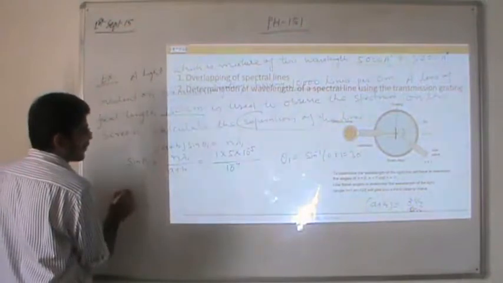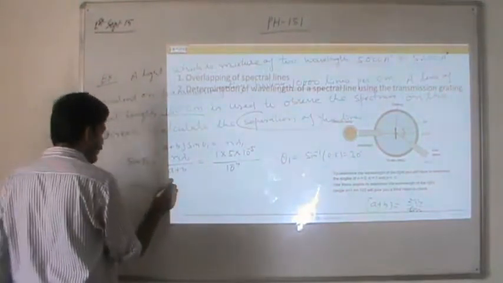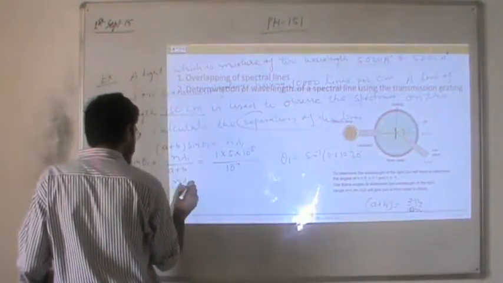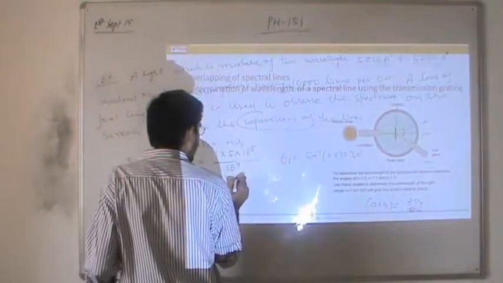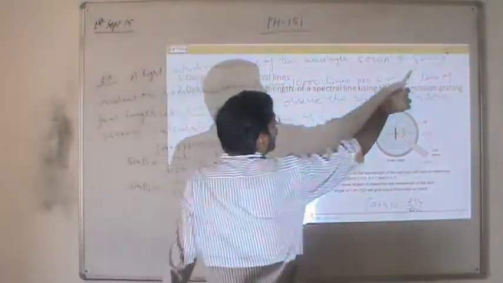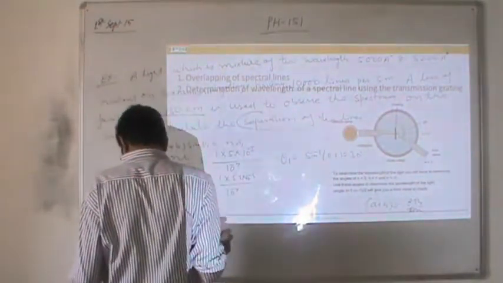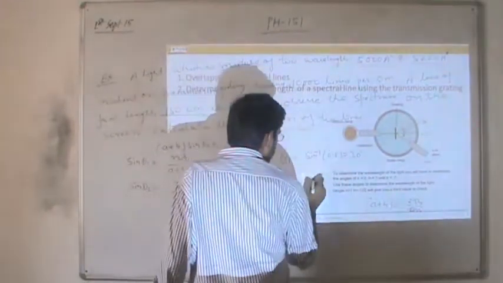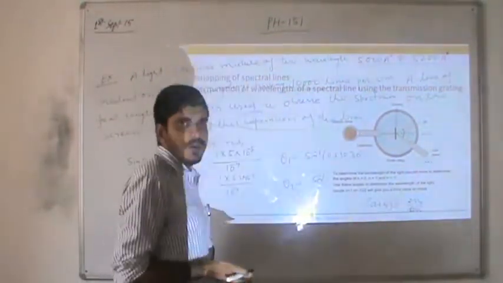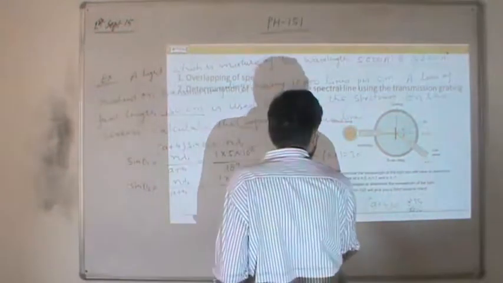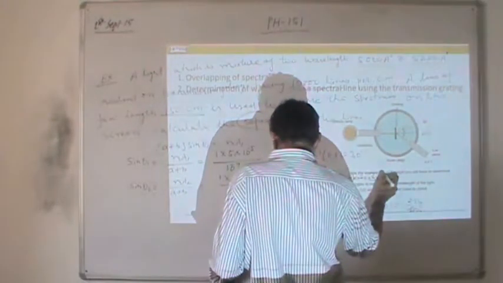In the same manner, for theta 2, sin theta 2 is n lambda 2 upon (a+b). So this will be 1 into 5.2 into 10 to the power minus 5, for 5200 angstrom, divided by the same value, 10 to the power minus 4. You can solve theta 2 using a scientific calculator. Theta 2 will be the sine inverse of 0.52, which is 31 degrees 3 minutes.